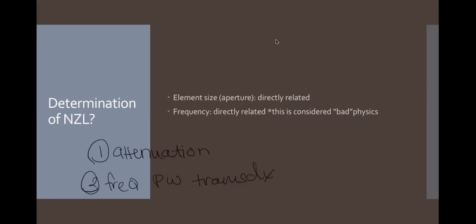So what determines near zone length? You're going to put this on your list as your third thing, right? As your third, what determines by, and this is what determines near zone length. And you're going to put element size, remember, which we're going to call aperture, and those are directly related, and frequency are directly related as well. But notice I put here bad physics, bad physics.